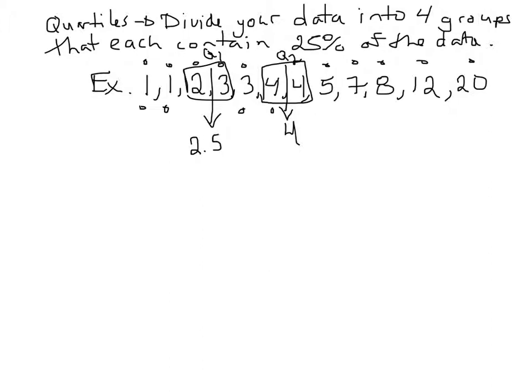So right away you should see something. With quartiles, your quartile points don't have to be a number that you even have. We don't have a 2.5 in our data set, but it can still be a quartile. And then we'll do the same thing with the other side. So I'll get rid of this guy, get rid of this guy, and then I'm stuck with these 2. So Q3 is going to be 7.5.